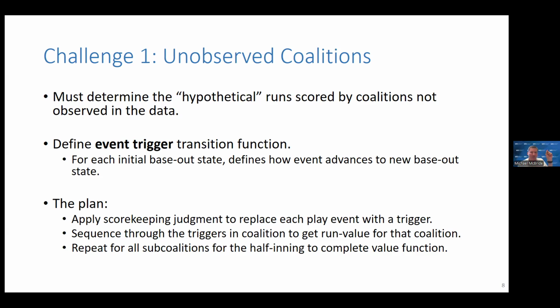What we only observed was the movement from one state to another, but I need to define what happens for any possible initial state to any other state. Once we do that, we can use our scorekeeping judgment to replace these play events with what I call triggers. And then for any coalition, all I have to do is sequence through the triggers for that coalition and sum up the runs that scored. And then I've got the value for that coalition. And I can do this for any coalition. Once I've got all the triggers for all the events, I can repeat this over and over again for all the innings in all the games and all the seasons and so on.